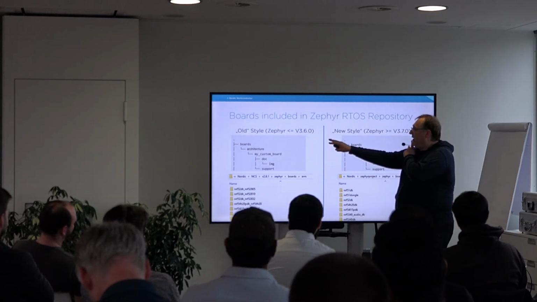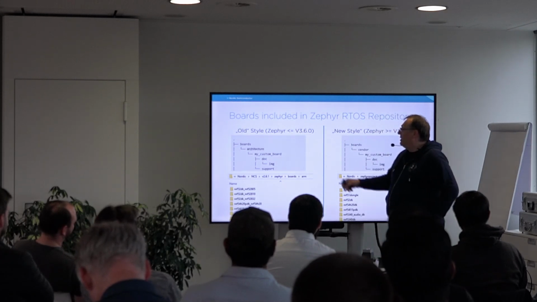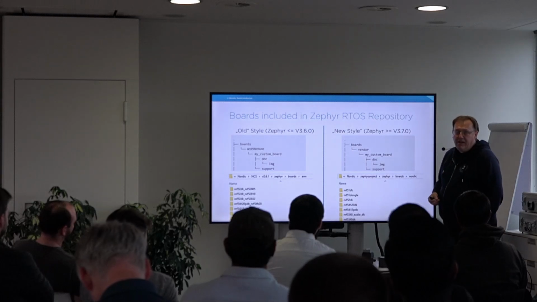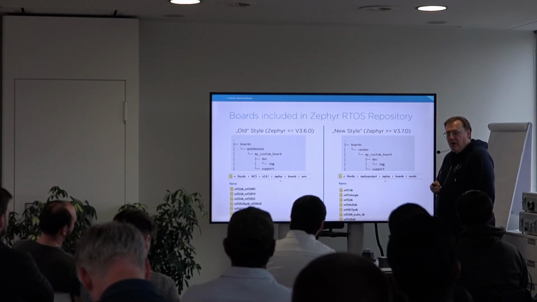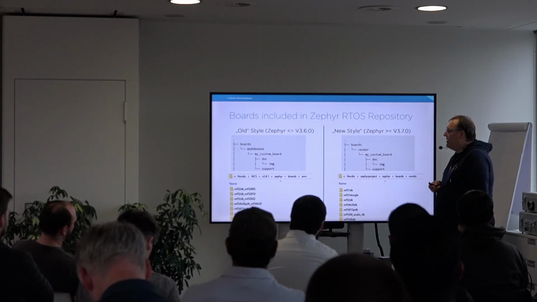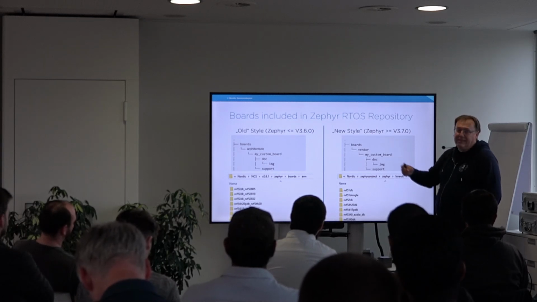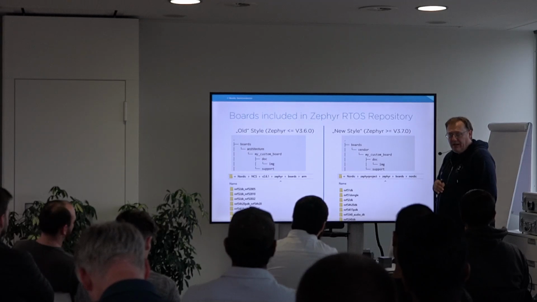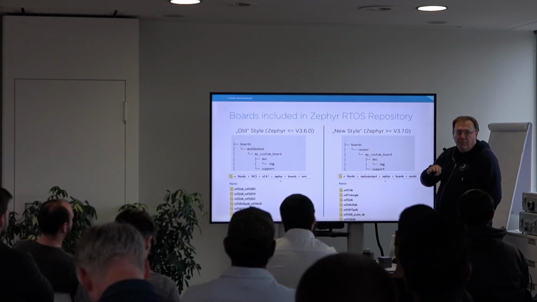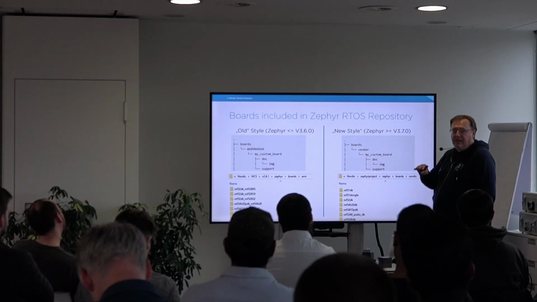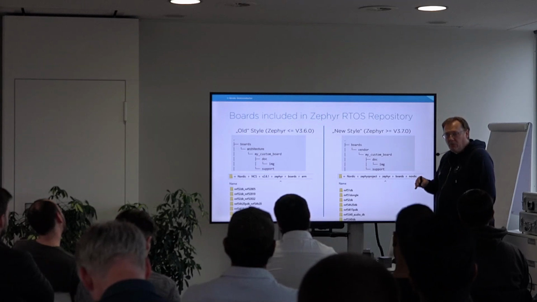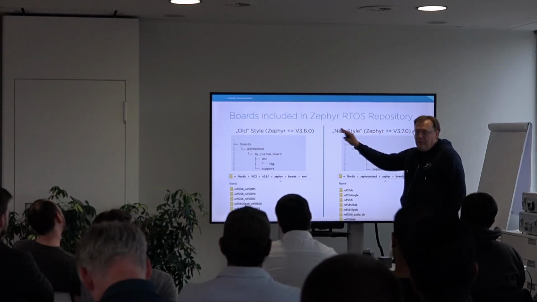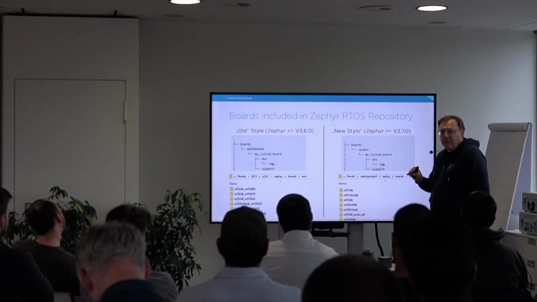So until Zephyr version 3.6.0, you will still use the old way to define a board. 3.6 is the current latest release that is available. If we go to the main branch, you will already see that in the main branch, the new hardware model is already included. If you work with the Zephyr main branch, you use it already.